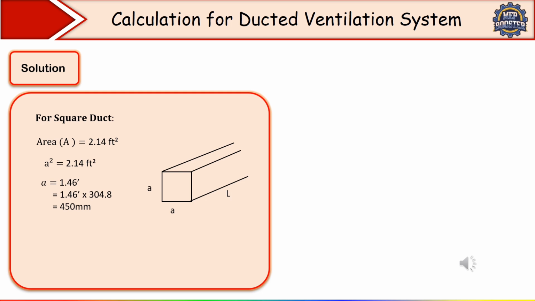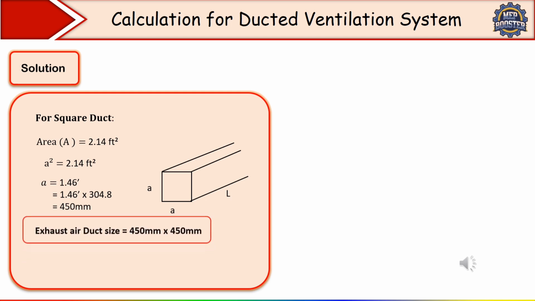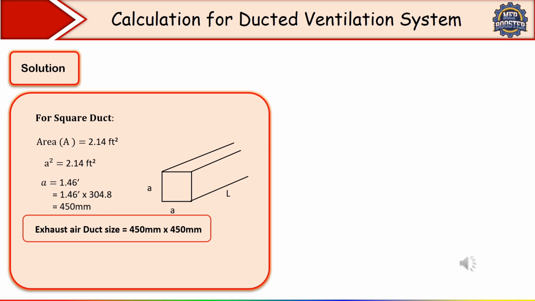So it means what? The exhaust air duct size is how much? We have calculated for the square duct 450 mm by 450 mm. In this way we have to find out the exhaust air CFM. Based on which shape you have selected, based on that shape you will get the exhaust air duct size.